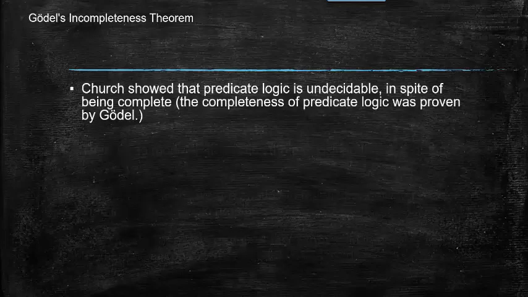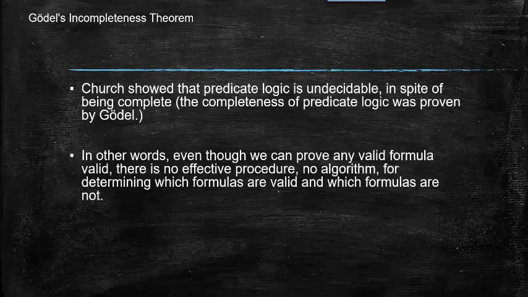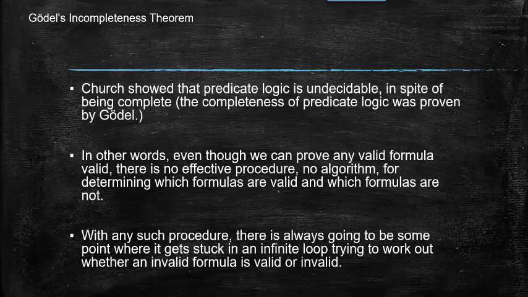Church showed that predicate logic is undecidable in spite of being complete. The completeness of predicate logic was proven actually by Gödel. In other words, even though we can prove any valid formula valid, there is no effective procedure, no algorithm for determining which formulas are valid and which formulas are not. With any such procedure, there is always going to be some point where it gets stuck in an infinite loop trying to work out whether an invalid formula is valid or invalid.